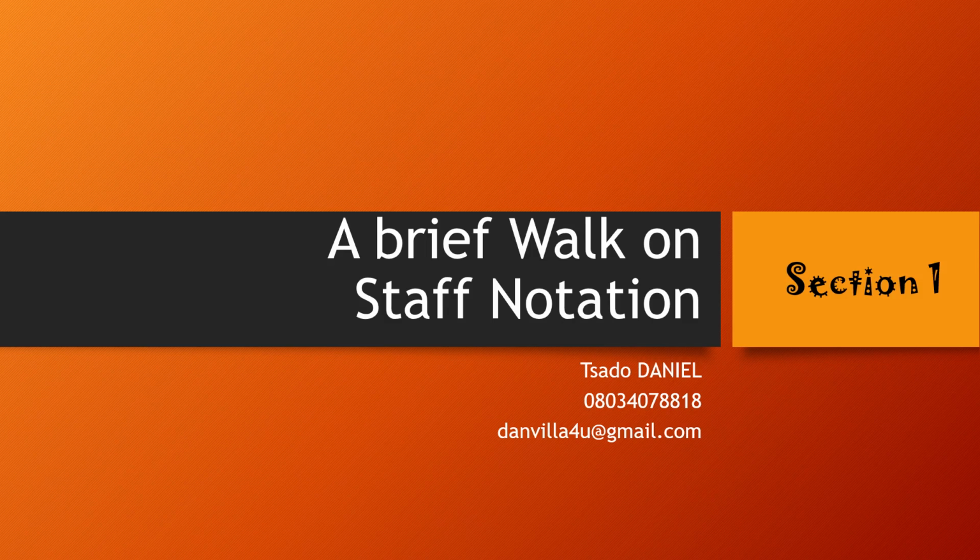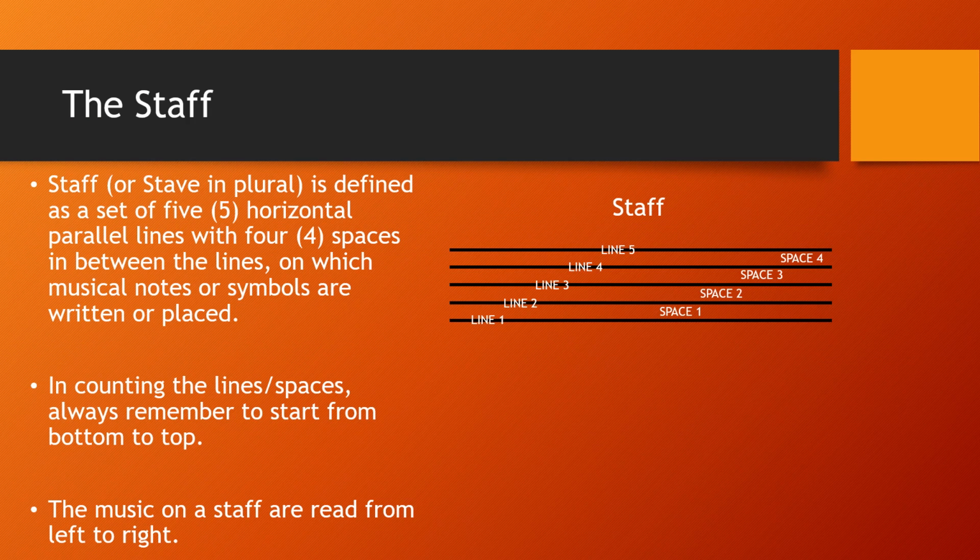Hi, let's take a brief walk on staff notation. The staff is defined as a set of five horizontal parallel lines with four spaces in between the lines, on which musical notes or symbols are written or placed. In counting the lines or spaces, always remember to start from the bottom to top. The music on a staff is read from left to right.